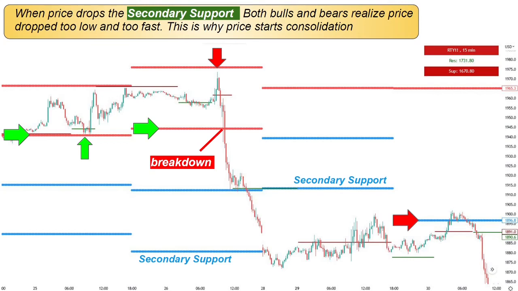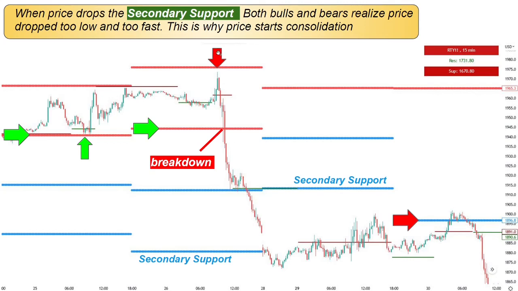When price drops to the secondary support, both bulls and bears realize that price dropped too low and too fast. They realize that the market gets oversold. This is why price normally starts consolidation. And that's a great example of that.